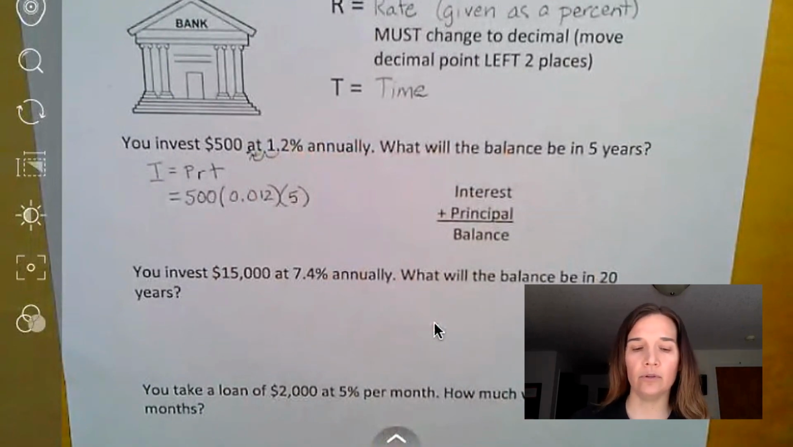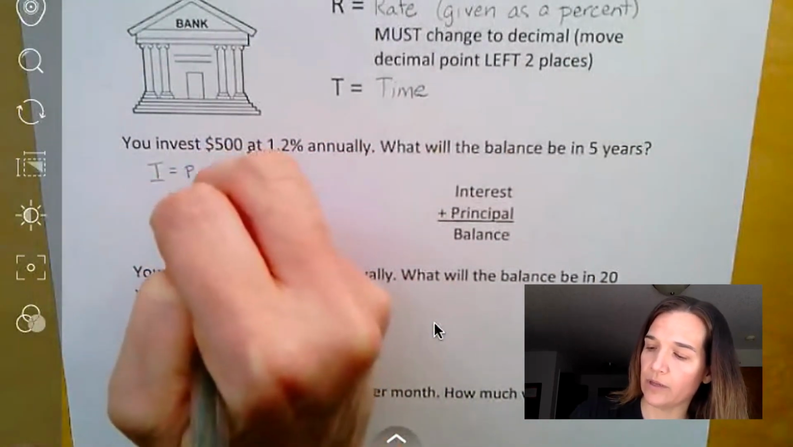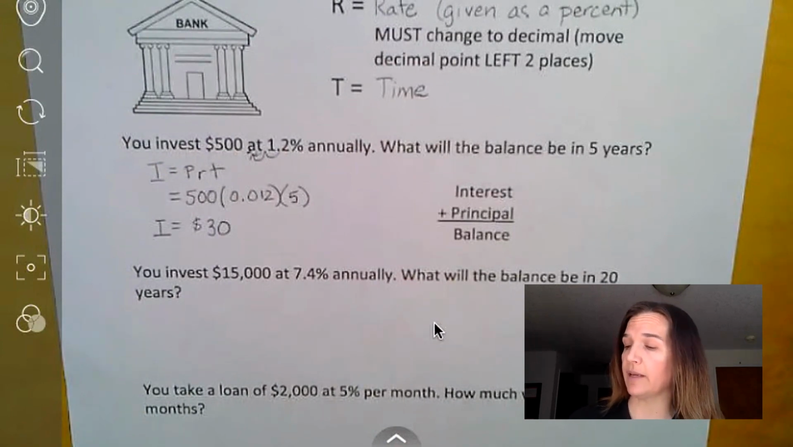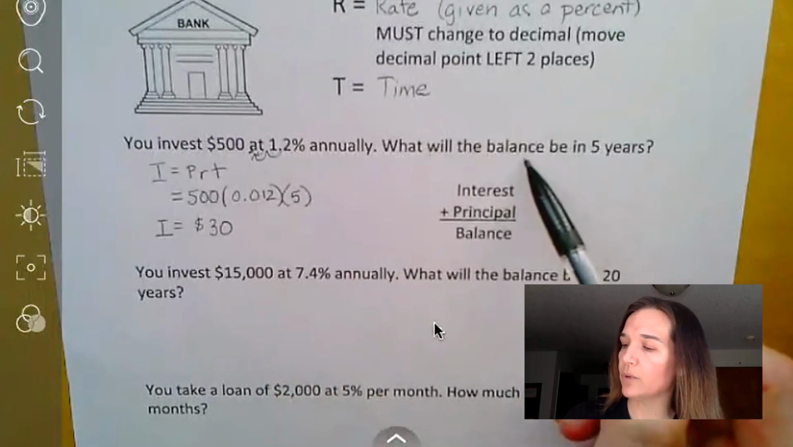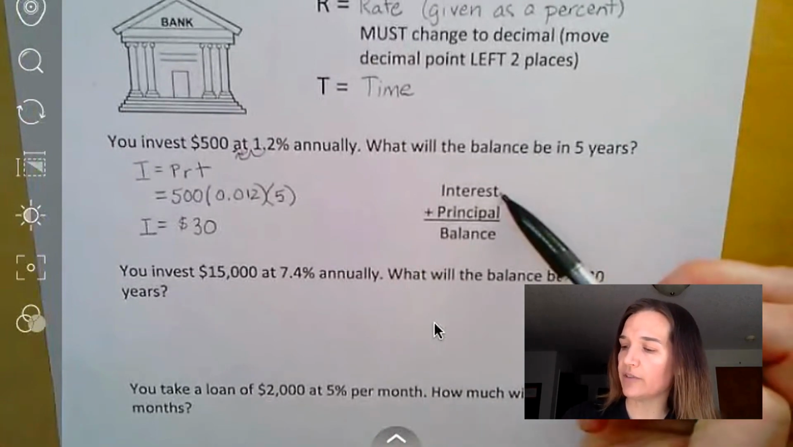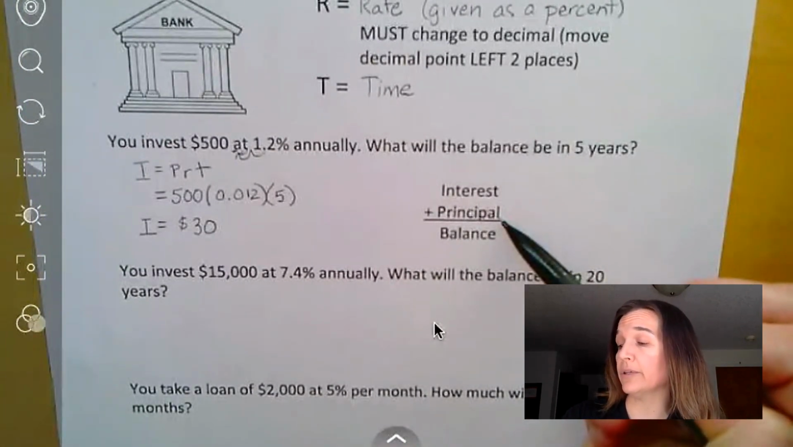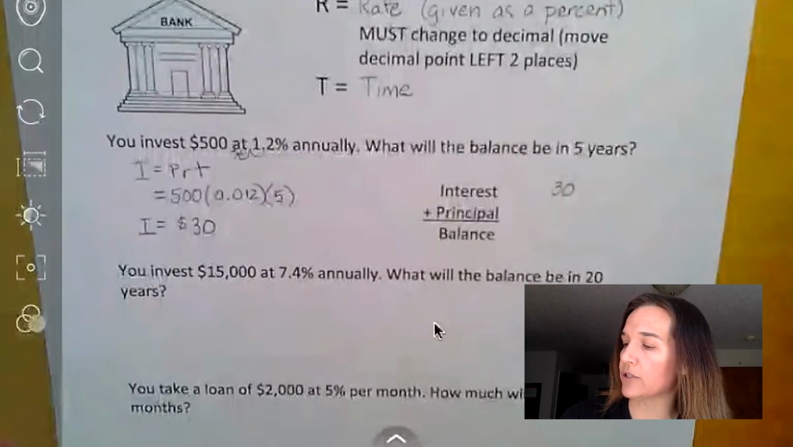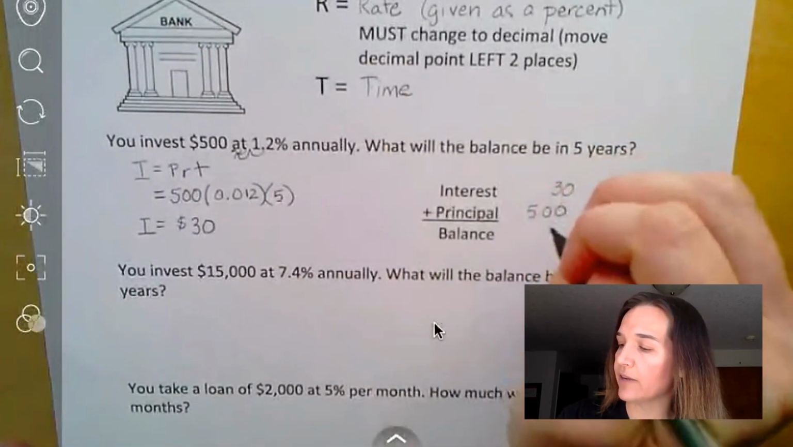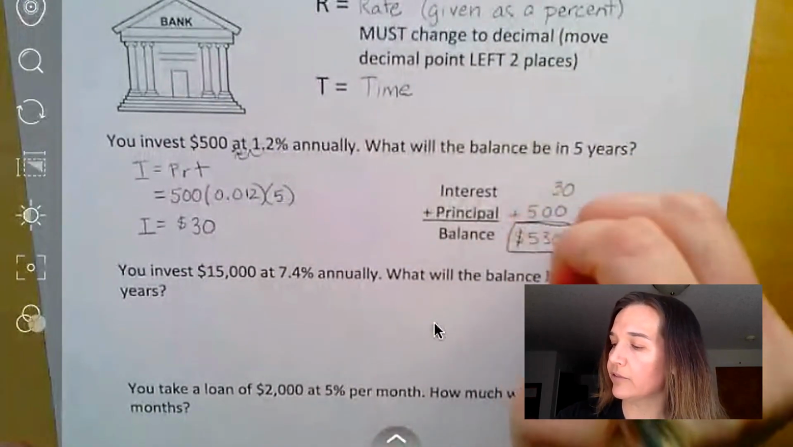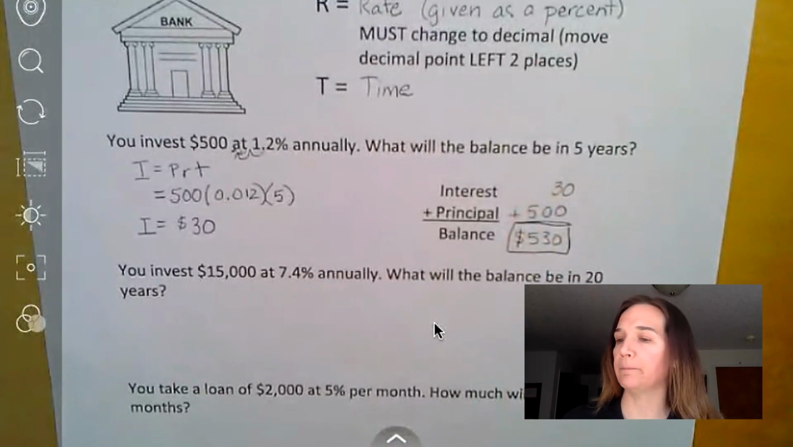So calculator time, woohoo! We multiply all that out, and we end up with $30. So our interest in this case is $30 that we will actually get from the bank because we're investing money. But the question was, what will the balance be in 5 years? So balance is if you take the interest plus the original amount, the principal, the balance is the total of those two things. So in this case, we're going to earn an extra $30 plus we had $500 in there to start with. So at the end of 5 years, we will have $530 in our bank account.